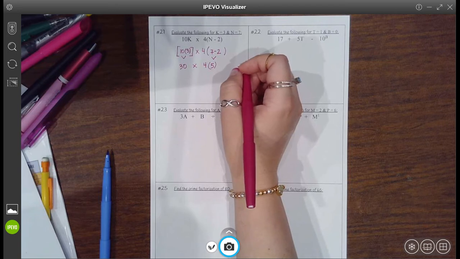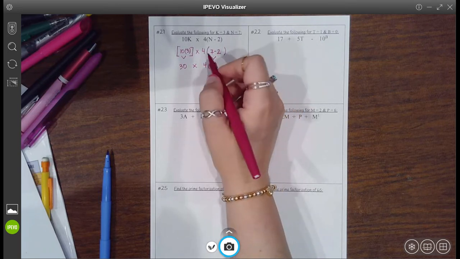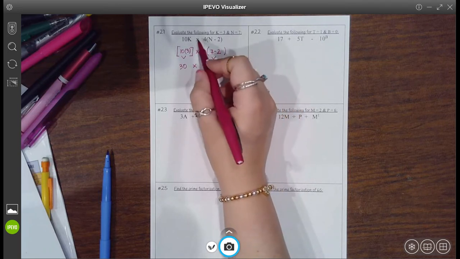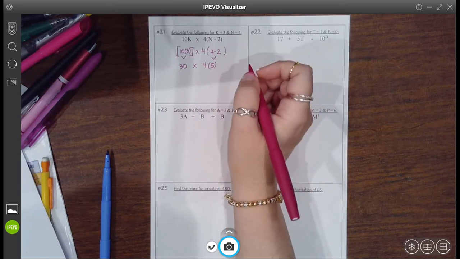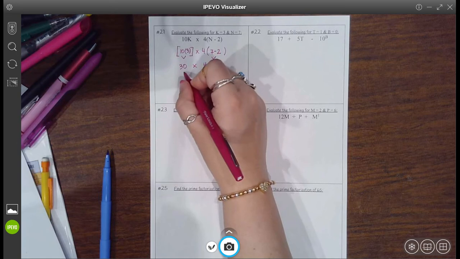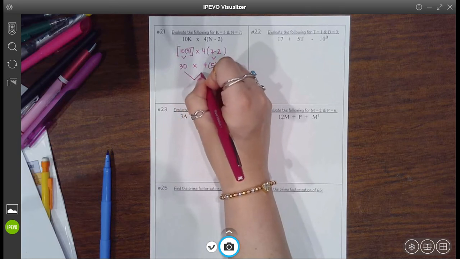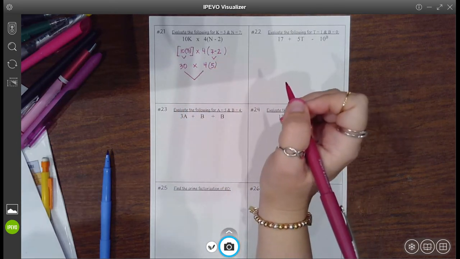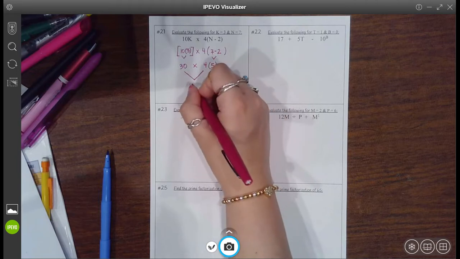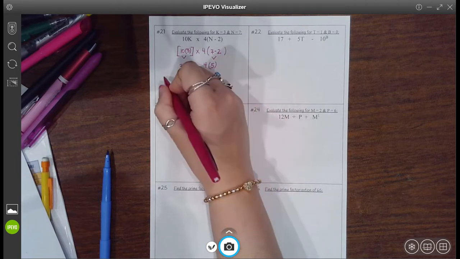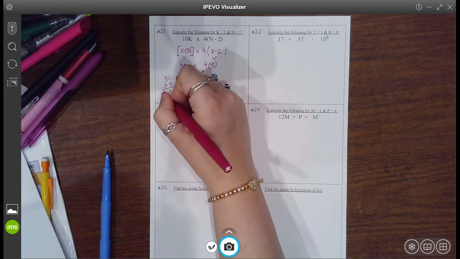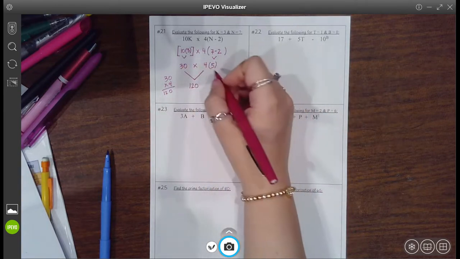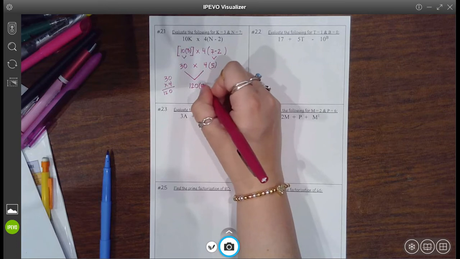Now for here, it's saying this sign is between this thing, right? So now I would go from left to right. So I could go 120 for these two guys multiplied together, because 30 times 4 is 120. And if you don't believe me, that's a 0. 4 times 3 is 12. It's 120. Okay, now bring down your 5.